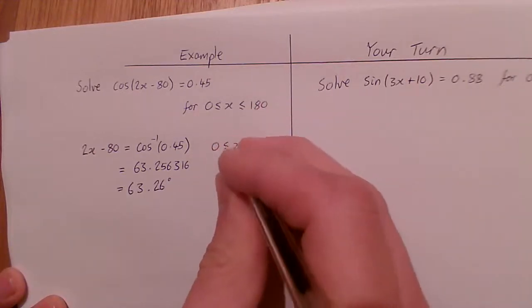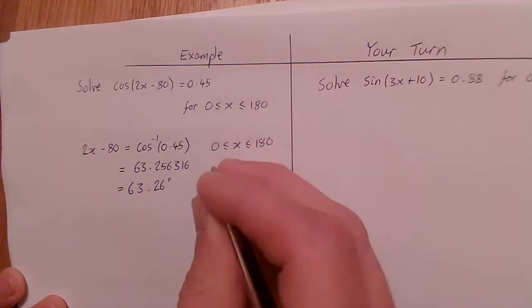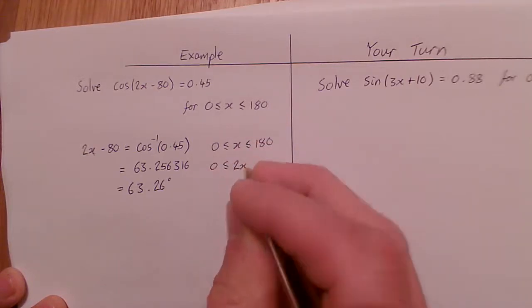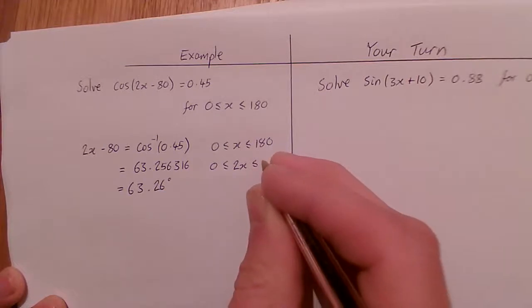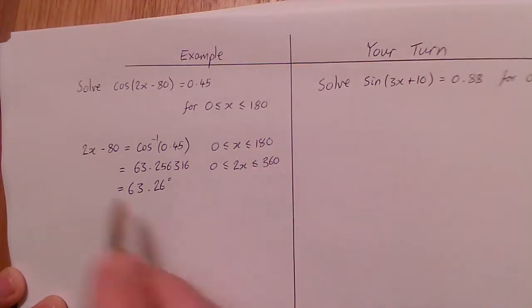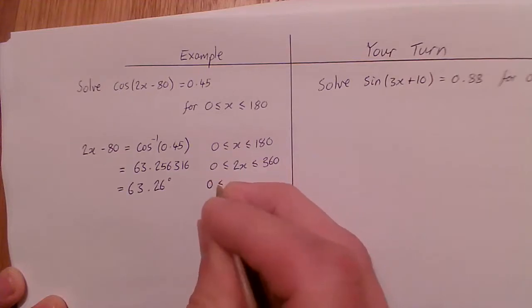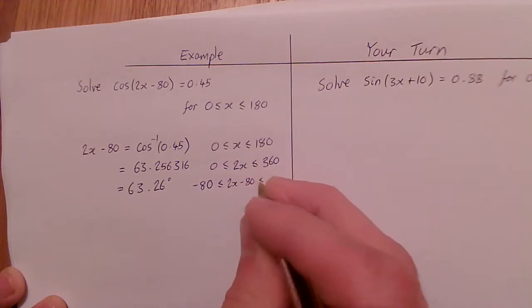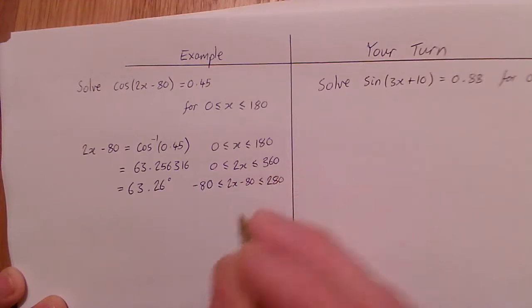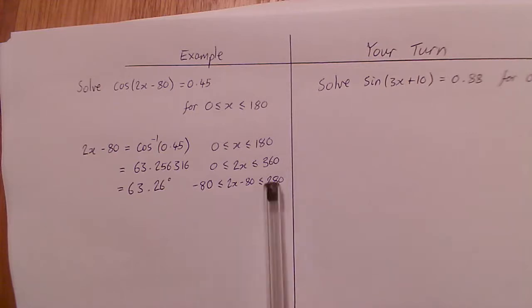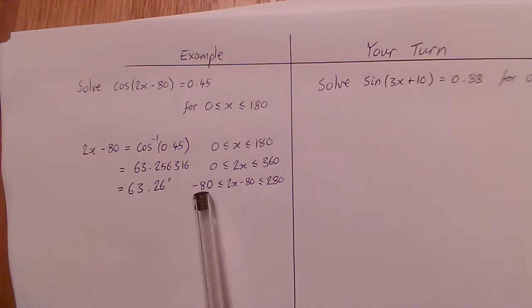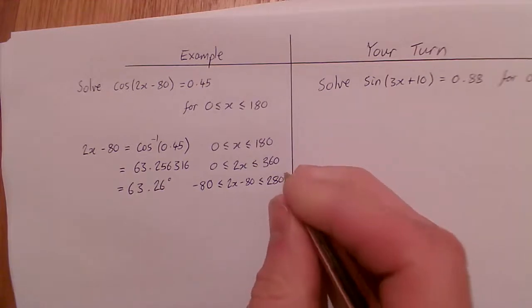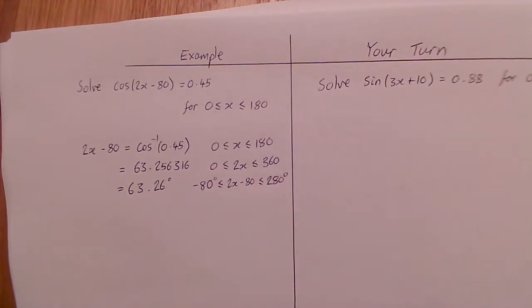Well, 0 is less than or equal to x is less than or equal to 180. So if we double both their angles, then 0 is less than or equal to 2x is less than or equal to 360. But if we take 80 off, then minus 80 is less than 2x minus 80 is less than 280 degrees. So that detail there is important. We're just adapting our x until it looks like the type of angle that we've got. So these angles that we're getting out have got to be between minus 80 and 280. Really should keep a degree sign in there just for good measure.